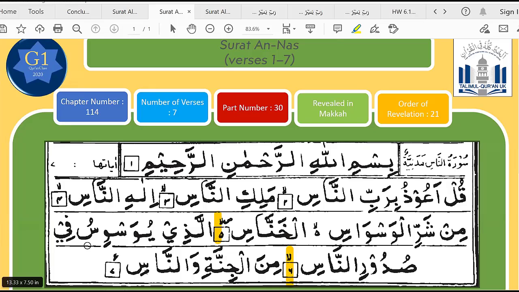Okay, very good. So first we are joining the waw mutaharrik to sin sakin, and that is going to be was. Continue and finish the word. Yuwaswisu. Very good.